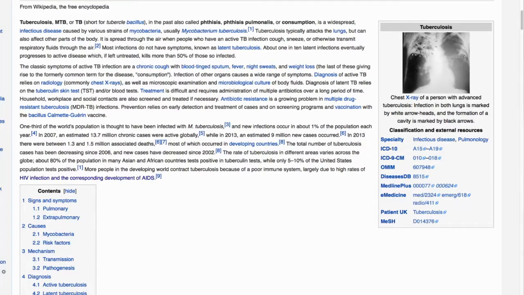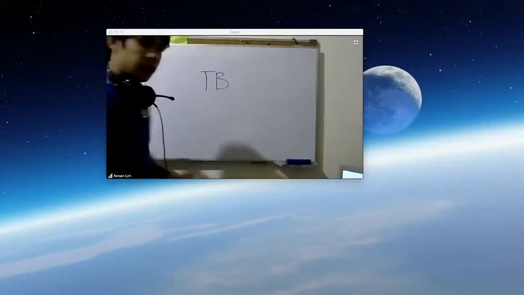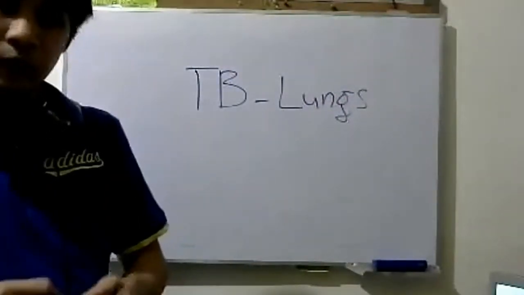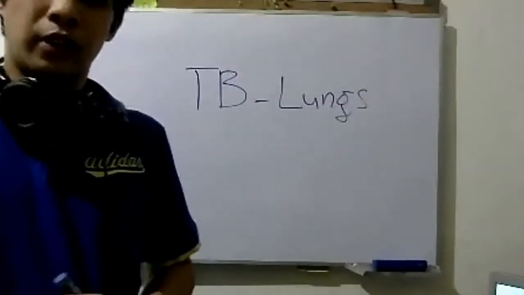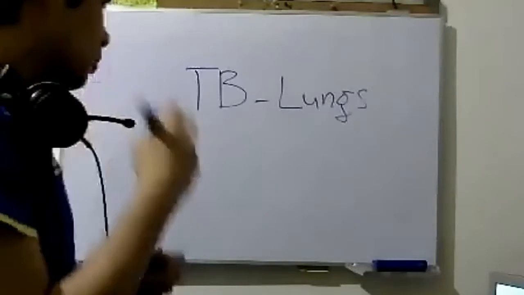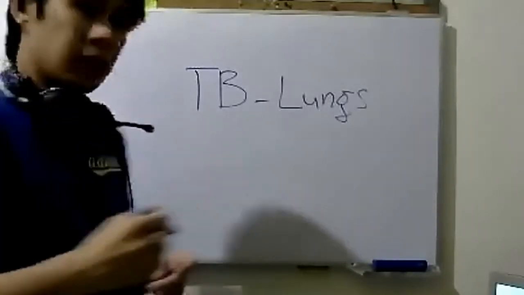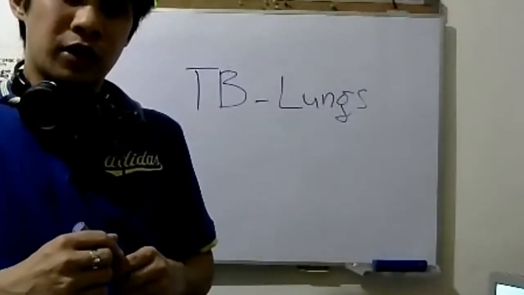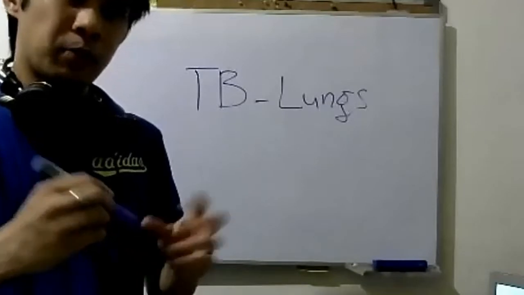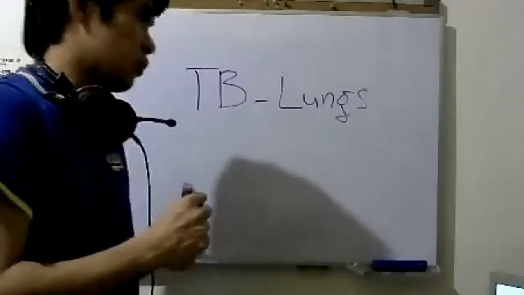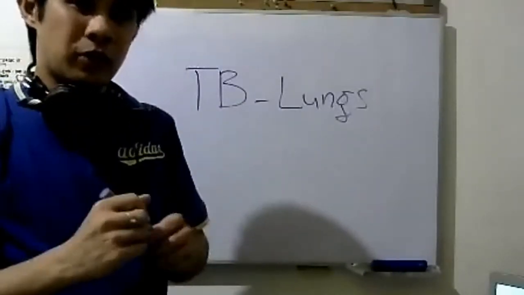So the TB is usually in the lungs. So the pulmonary part of the body, the lungs, has been affected by the bacteria or the virus. What happens is it eats up different areas of the lungs, causing the lungs to fail. That's the simple definition of it, not medical. I'm not medical, so I'll tell you the simple definition.